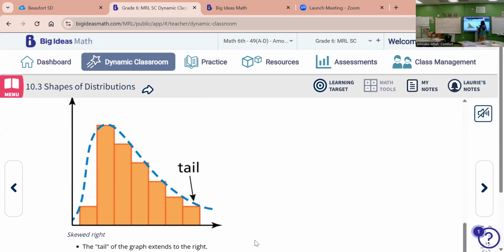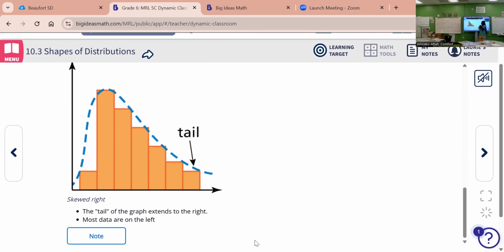Then the last one is skewed right, again using the tail. The tail of the graph extends to the right, and you have most of the data at the left. So that is basically what we just said, how to describe this.